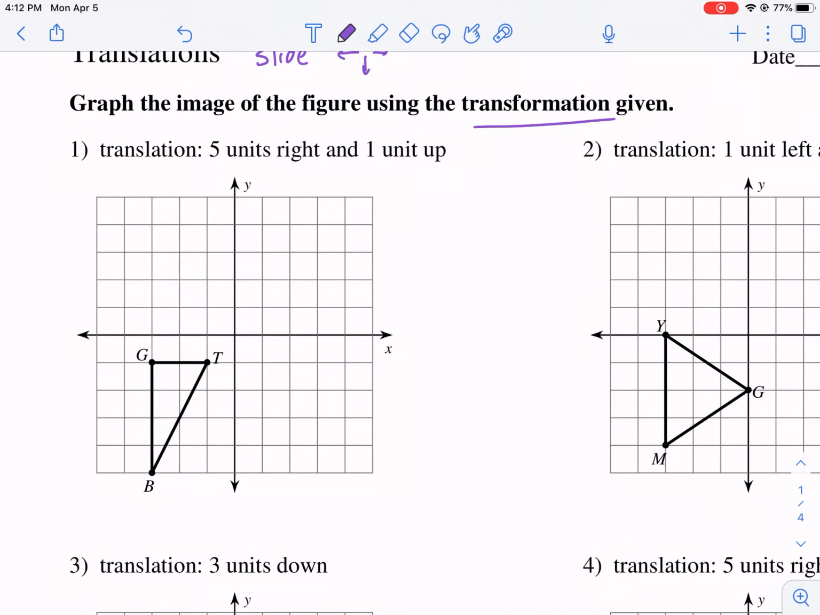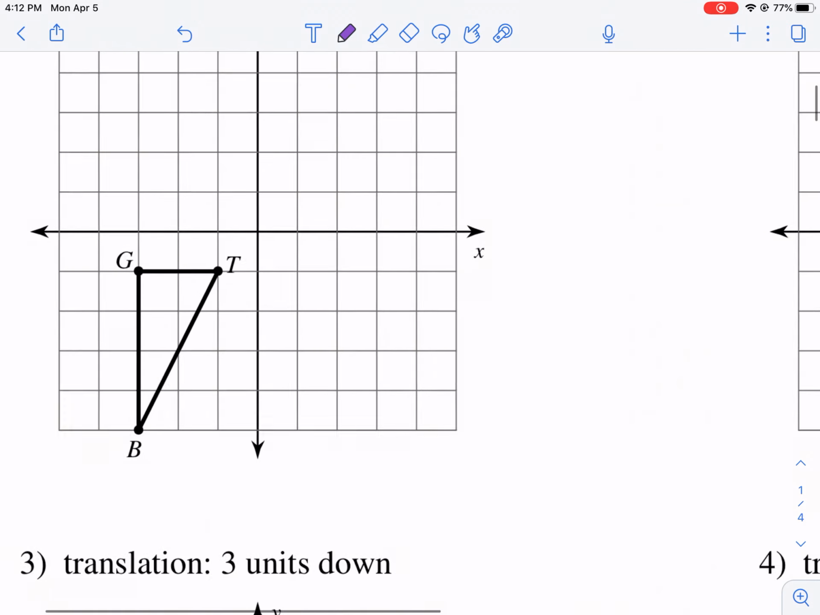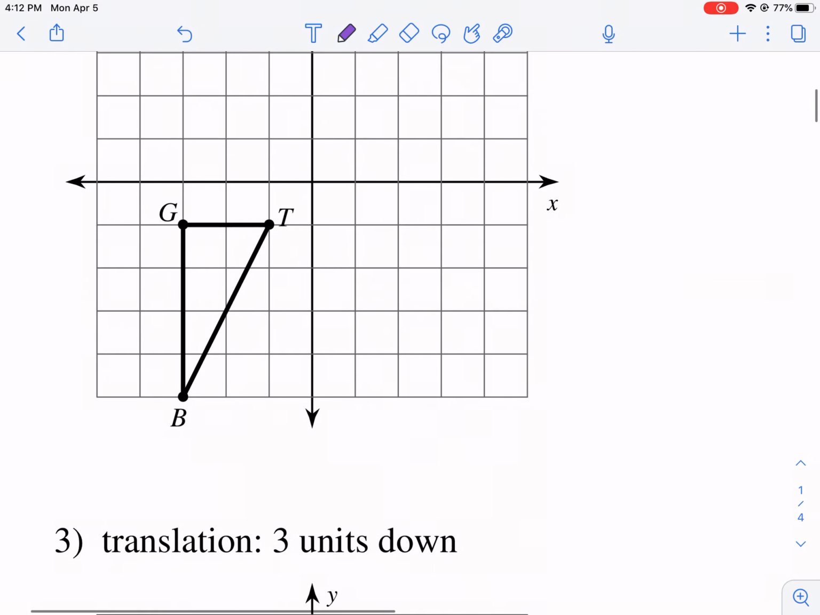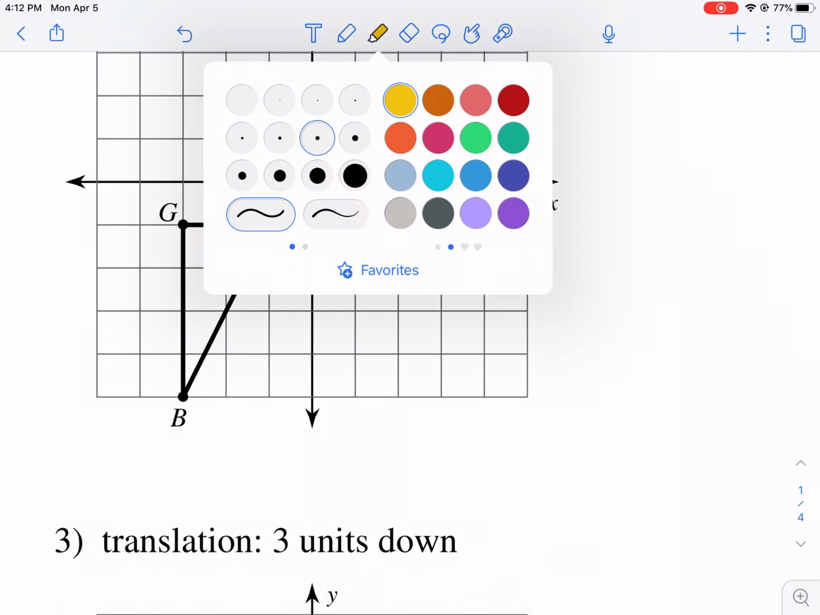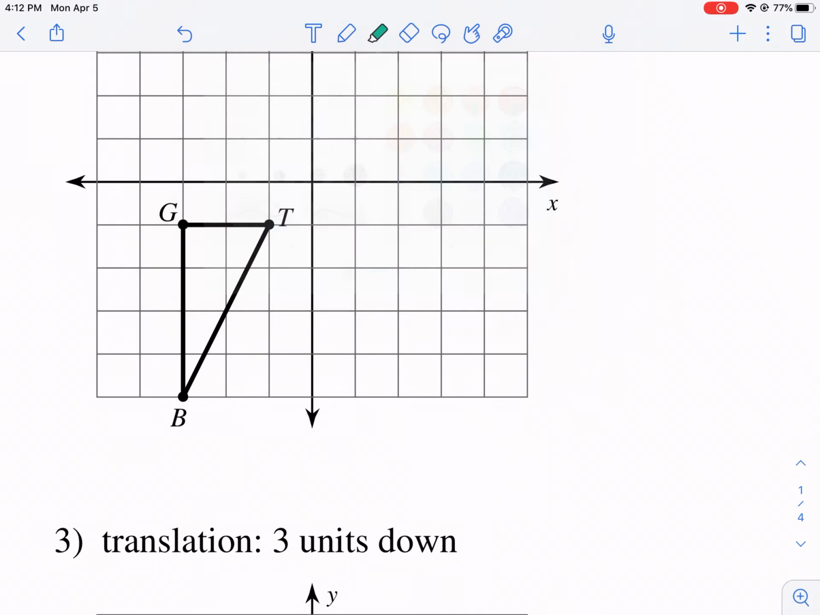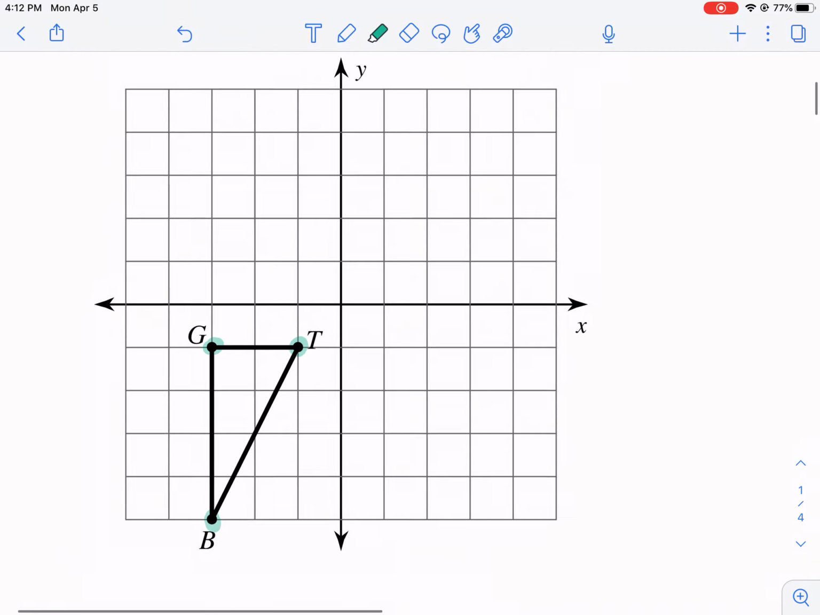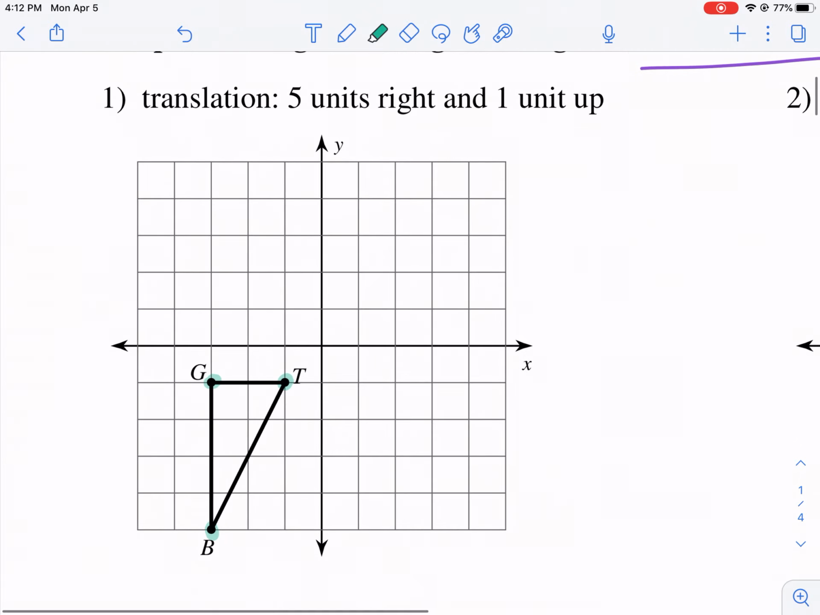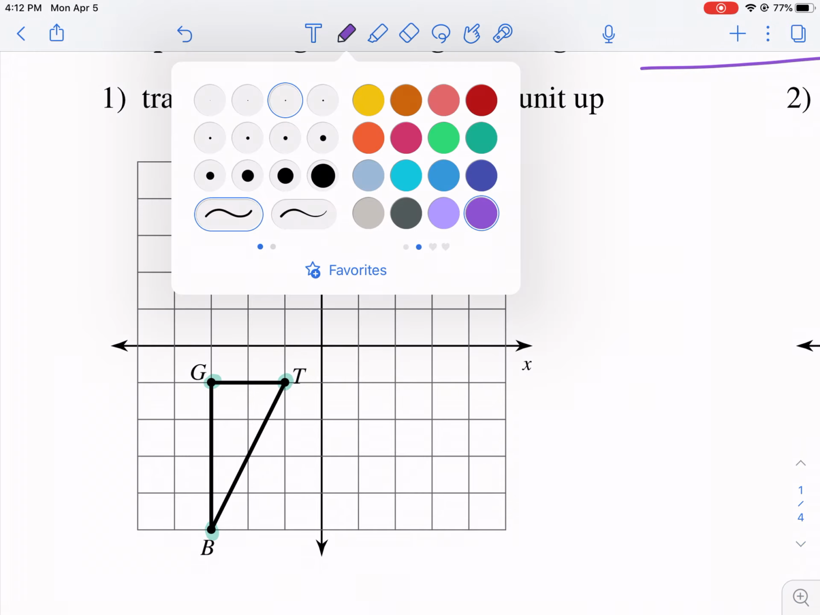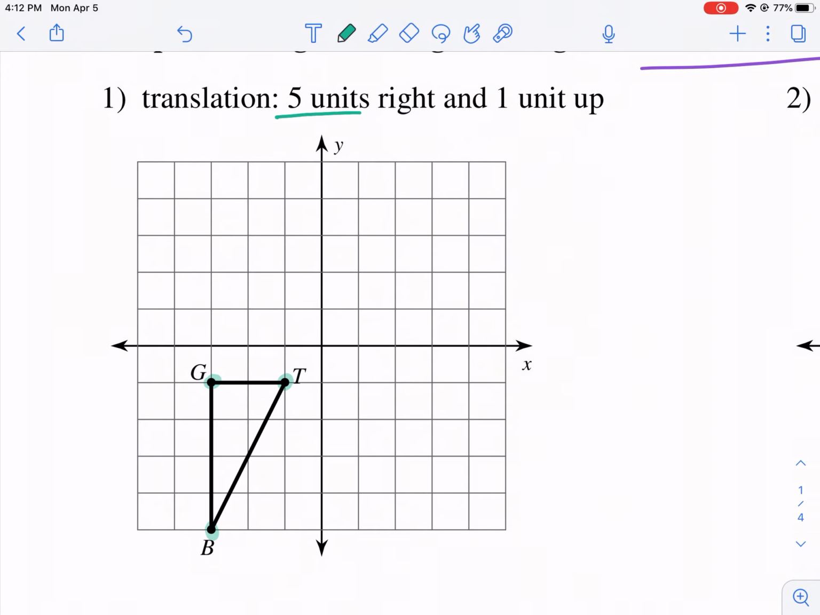Translation, 5 units right and 1 unit up. Now what we're doing here is, all we're going to do is look at the 3 vertices of this particular triangle, and we're going to move each vertex so that it follows the rule described. So the rule that it said was 5 units right and 1 unit up.